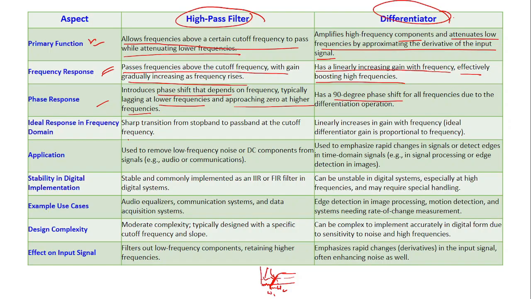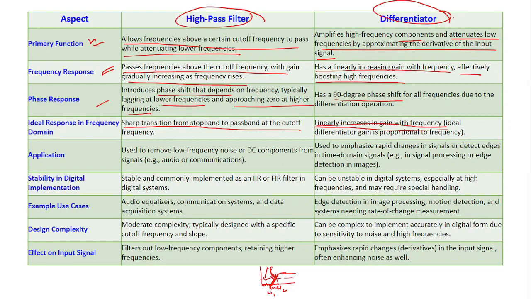Okay. So the ideal response in the frequency domain has a sharp transition from stop band to pass band at the cutoff frequency. It linearly increases in gain with frequency. That means it is working in this region. It is talking about this roll off region. Okay, so this is the main thing over here.